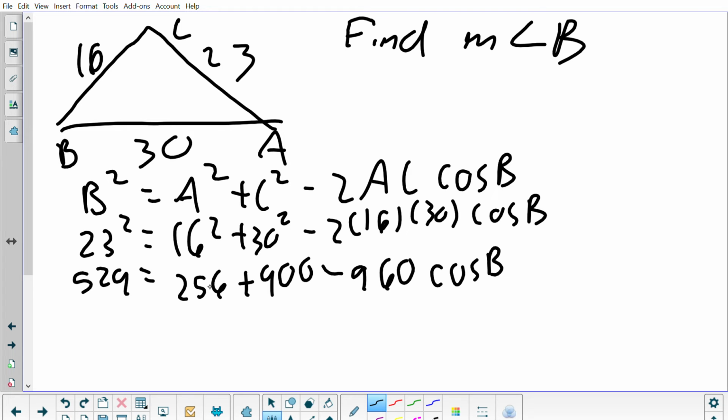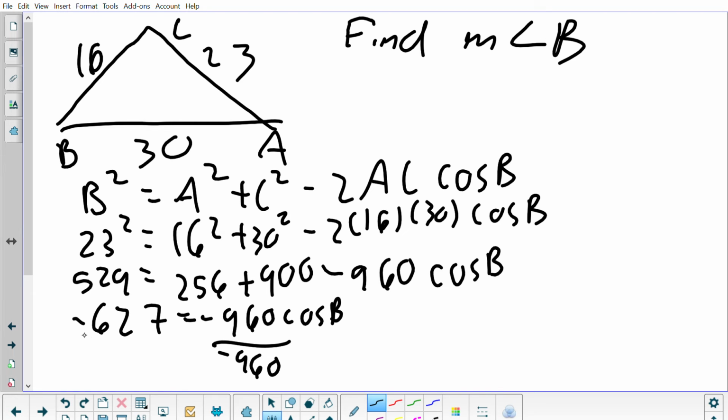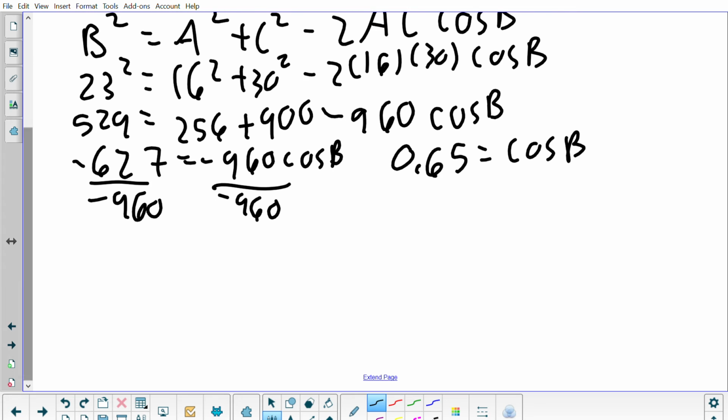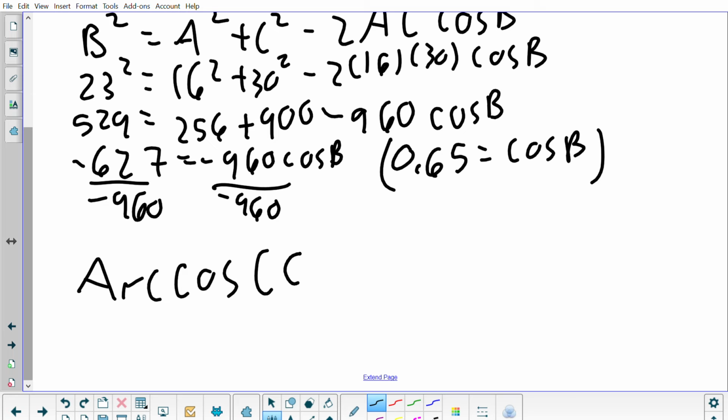And then I'm going to subtract 256 and 900 to the other side, and I get negative 627. Divide by 960. The negatives cancel, make a positive, and I have a positive 0.65 is equal to cosine B. Now I'm going to arc cosine both sides. And I find it to be 49.2 degrees.